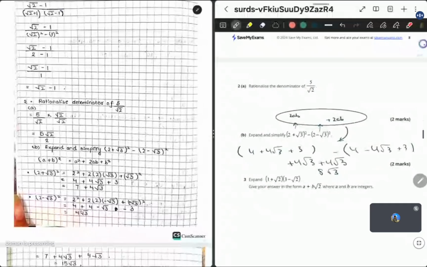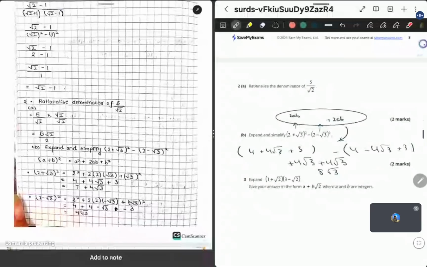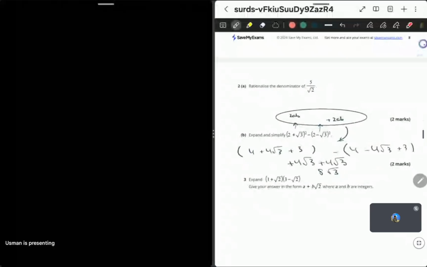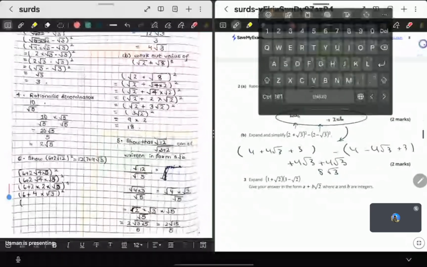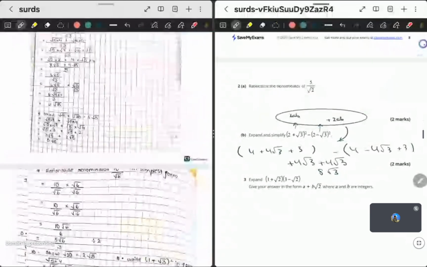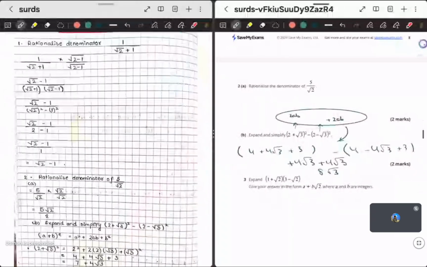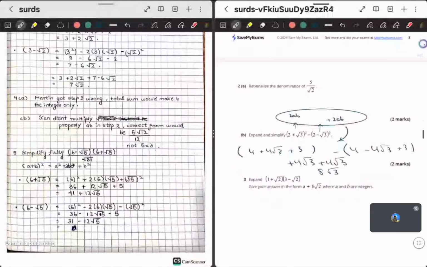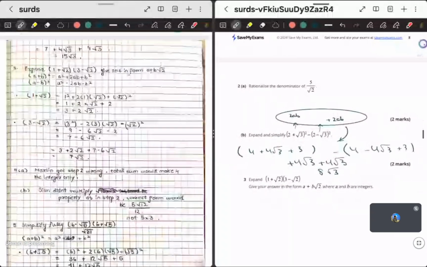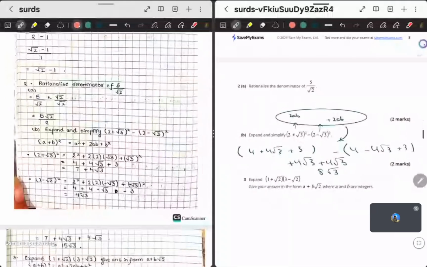This will become minus 4 root 3 and this will become plus 3. Okay, so again it would become 7 and minus 4 root 3. So this would also be minus 4 root 3. So this would also be 7 minus 4 root 3.